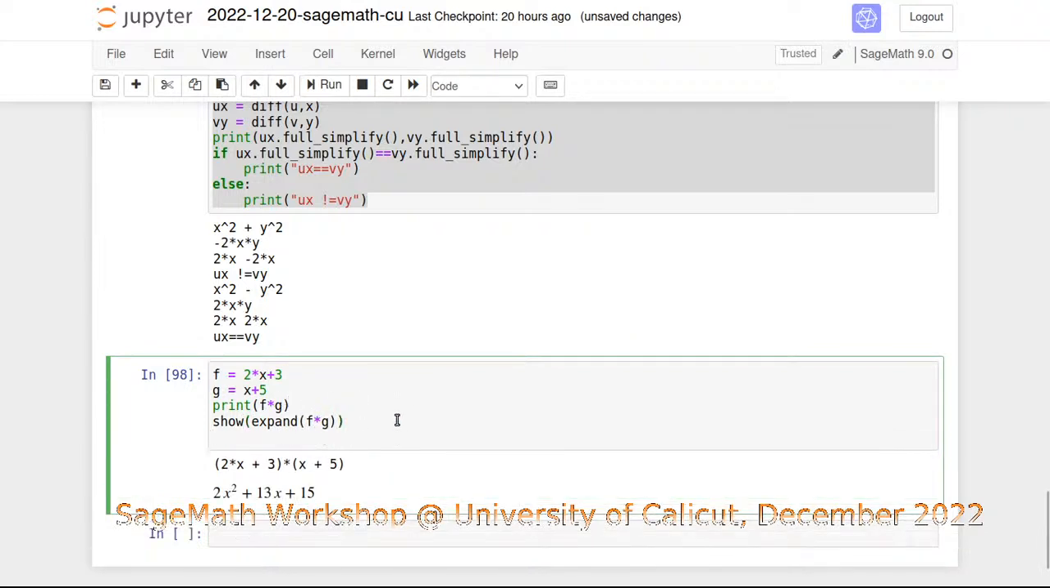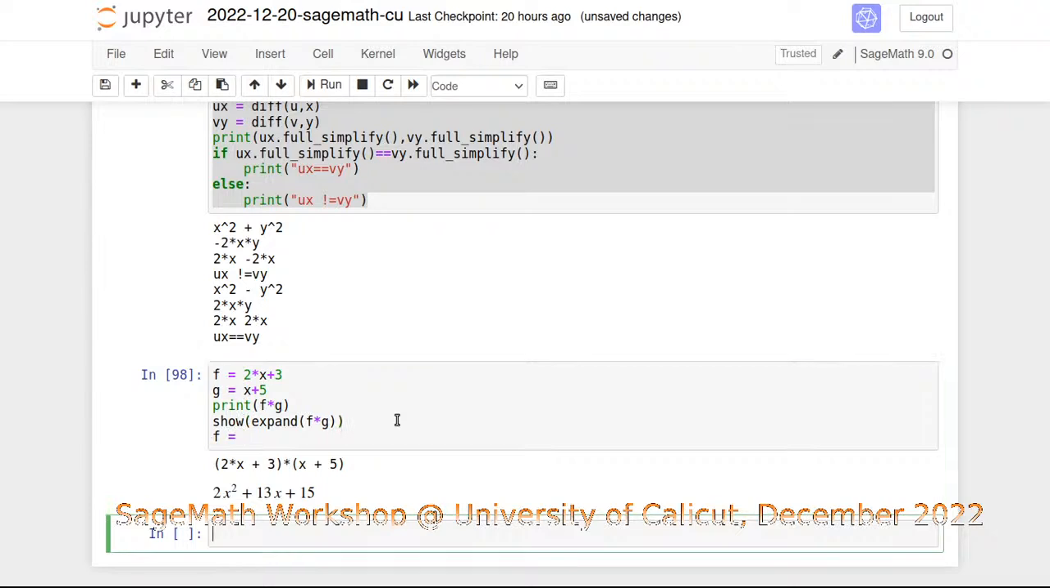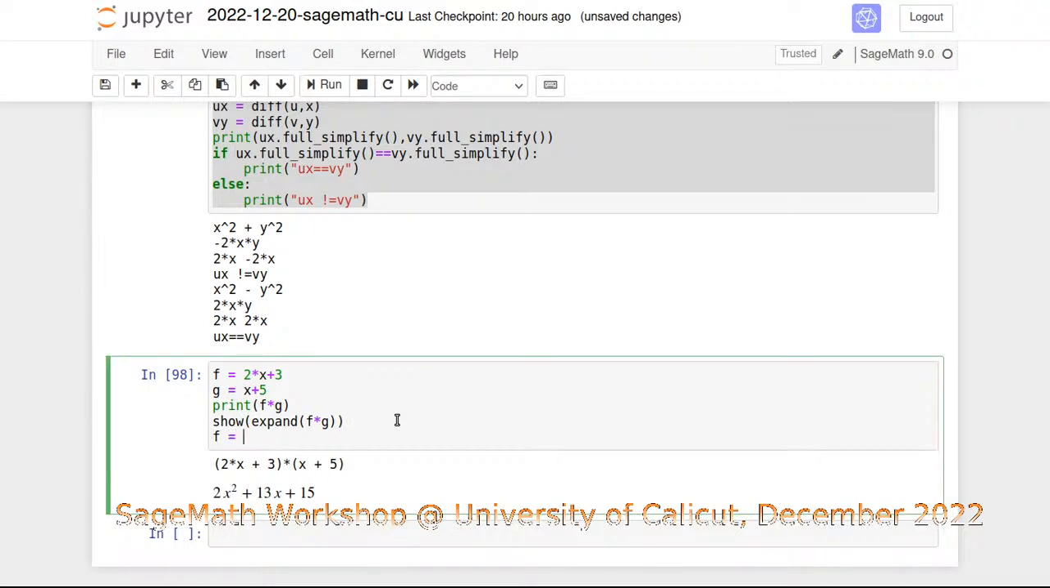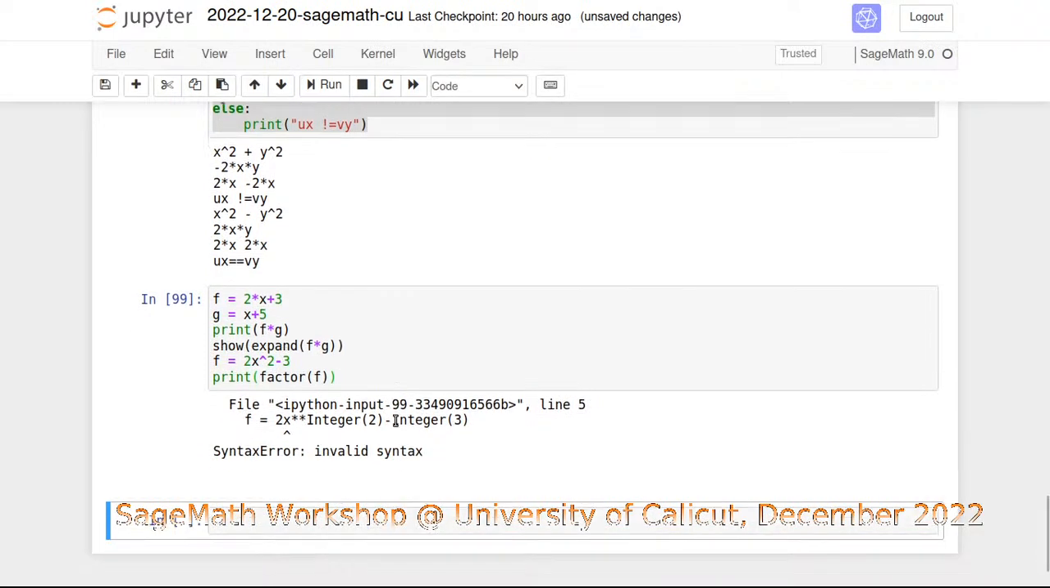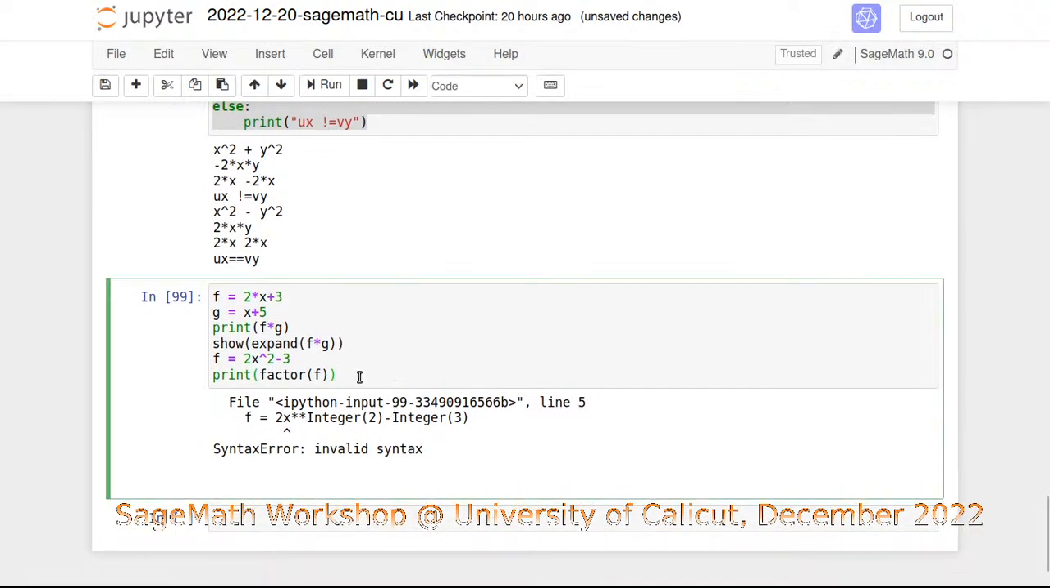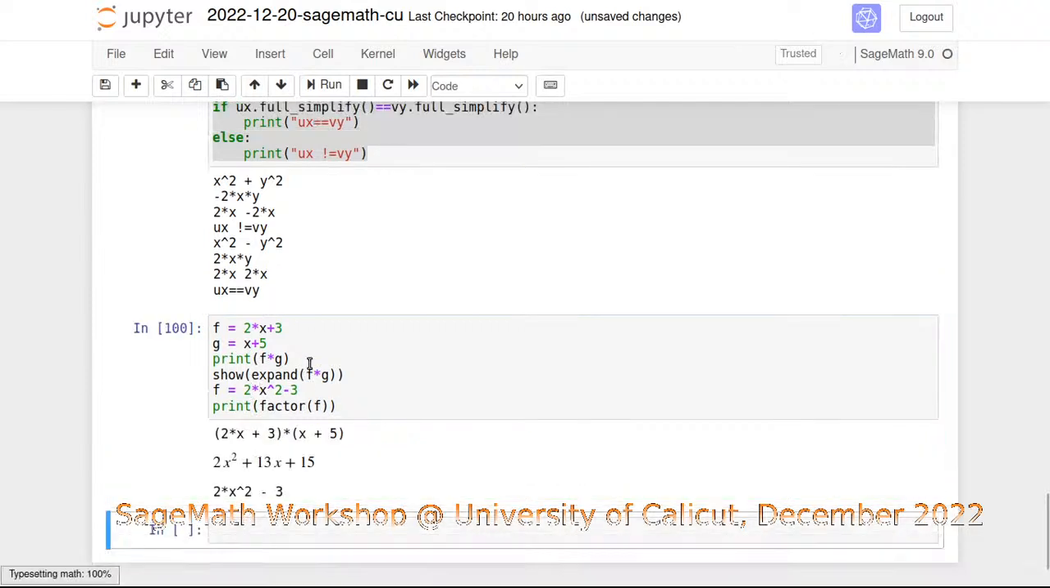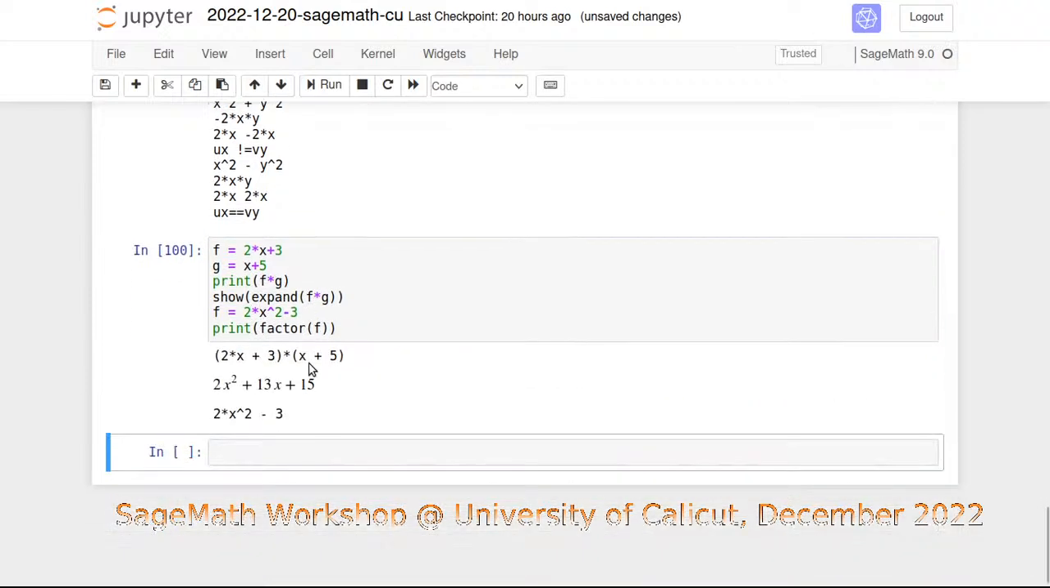Now suppose that on the other hand, we do the opposite thing. If f is equal to 2x square minus 3, and suppose now we ask to factor it. So it's not giving anything.